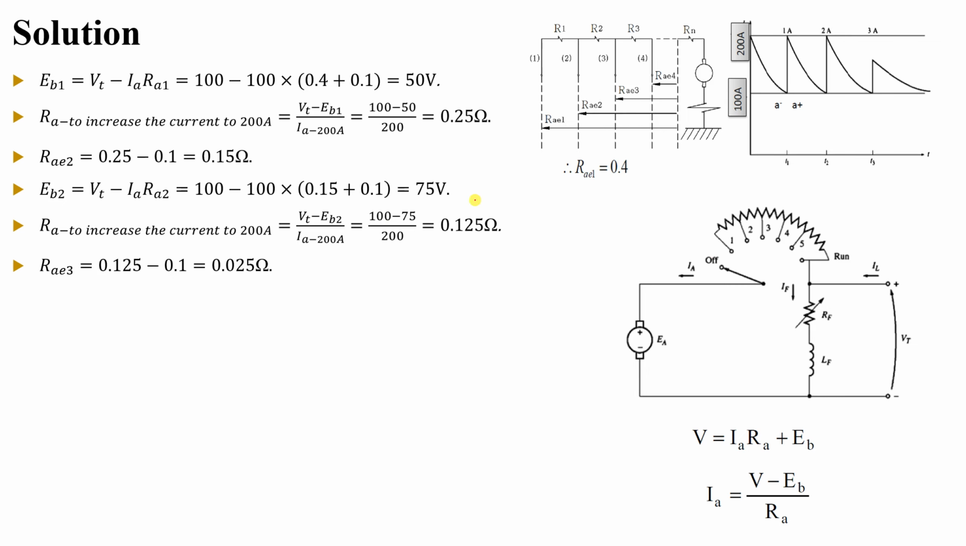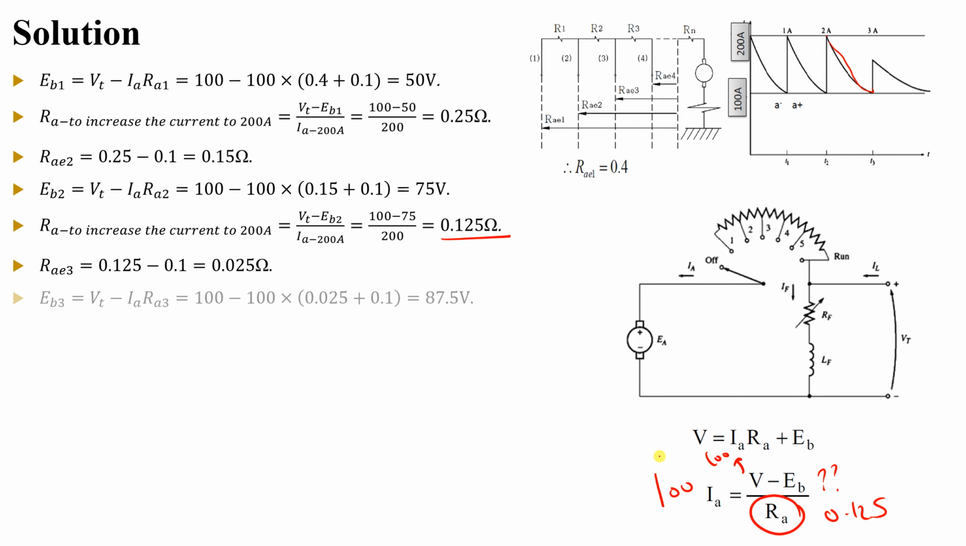To get the next step, at this point the current goes down to 100 amperes. So at 100 amperes, I would like to know E back at the new resistance, which is 0.125. The new E back will be 100 minus I armature, 100 multiplied by 0.125, which gives us 87.5. Similarly, I would like to know what will happen next.